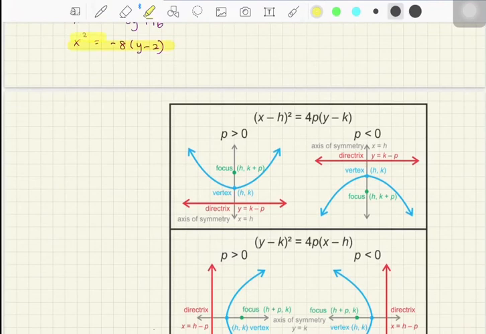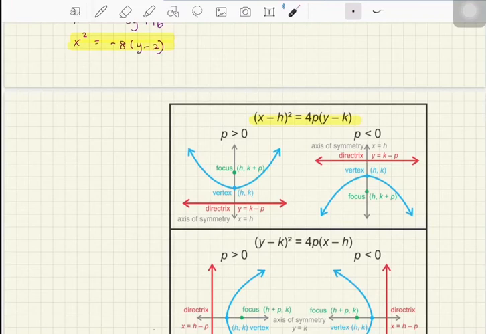Where we got x squared equals negative 8 times (y minus 2) is actually the parabola formula, or similar to the parabola formula. The one we're going to use is (x minus h) squared equals 4p times (y minus k), which is a facing up or facing down parabola. Since we have negative 8, that tells me it's going to be facing down.